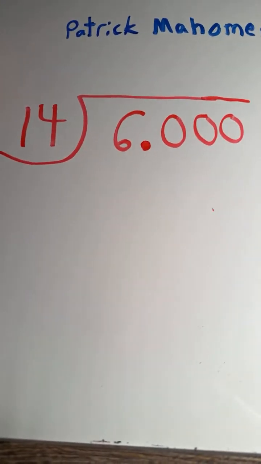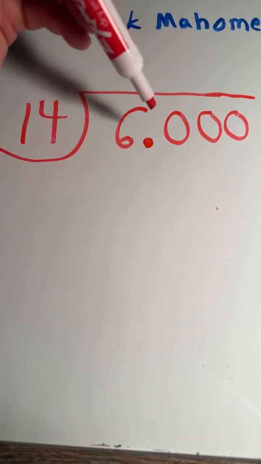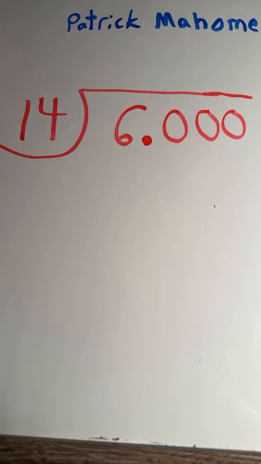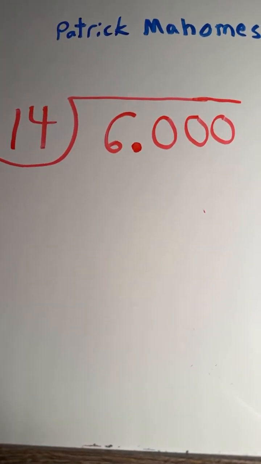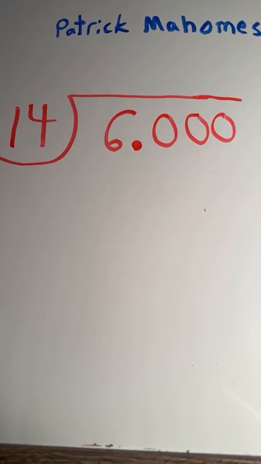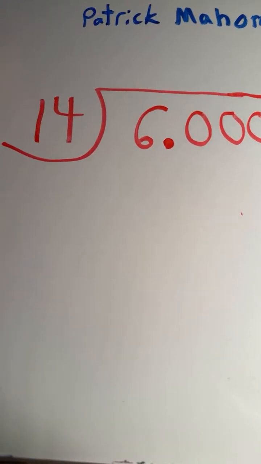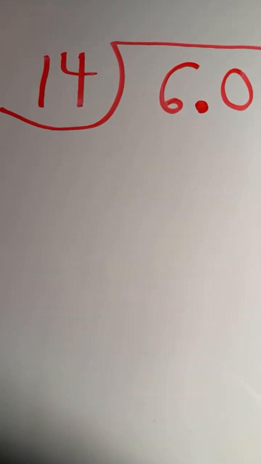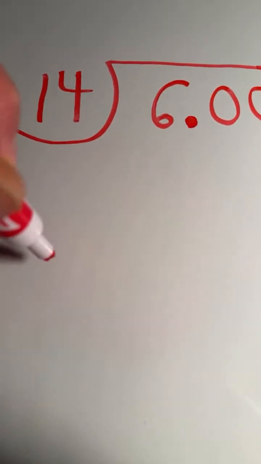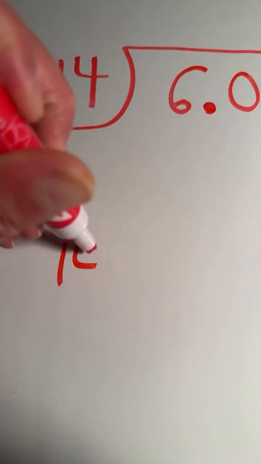So we have 6 divided by 14, with 6.000 and thousandths. But we're going to pretend that decimal point isn't there. We are going to start off by dividing this as if it were a whole number. Then at the very end, we're going to move the decimal point over. So let's say we are starting out with 60 divided by 14. Going to see how many groups of 14 go into 60.